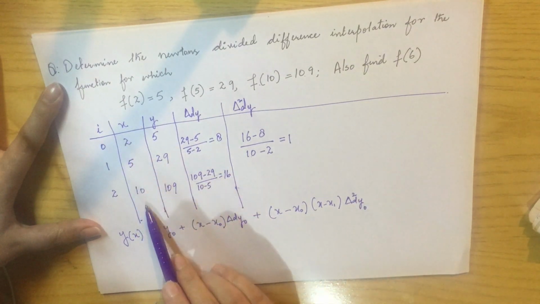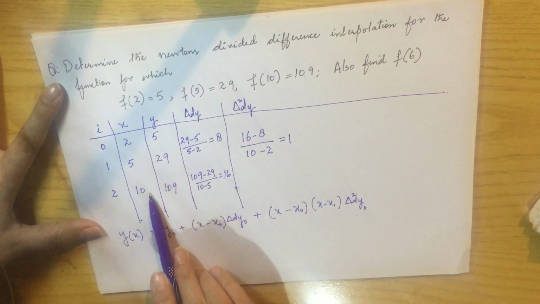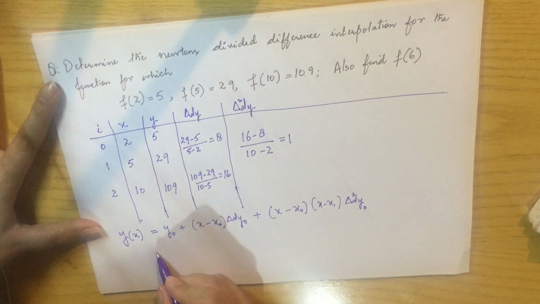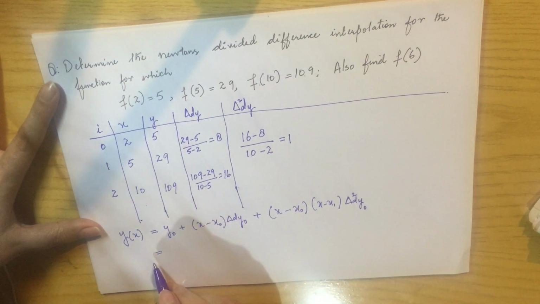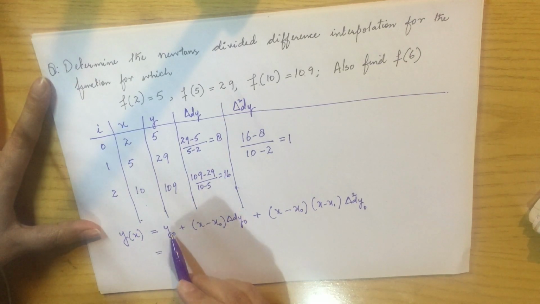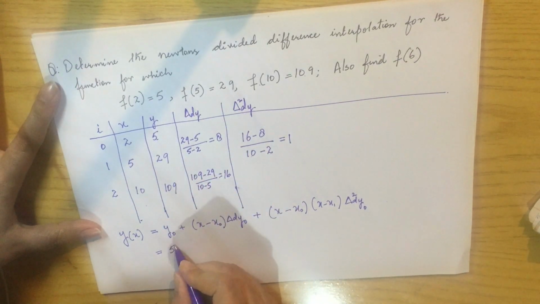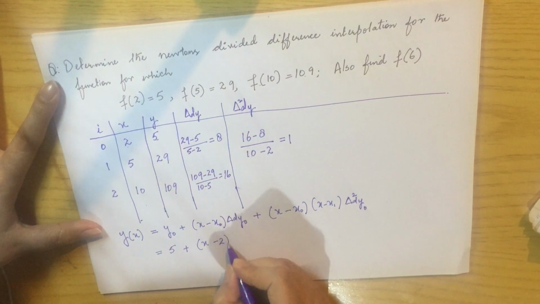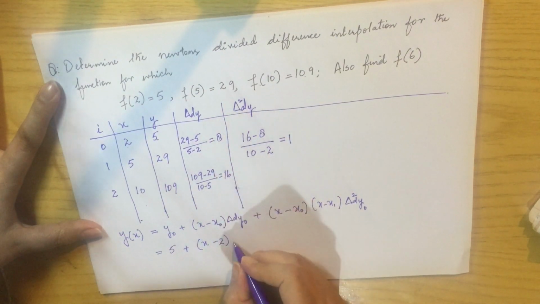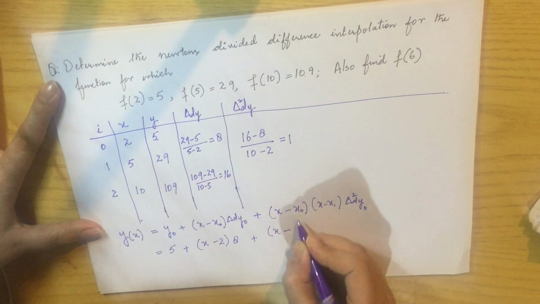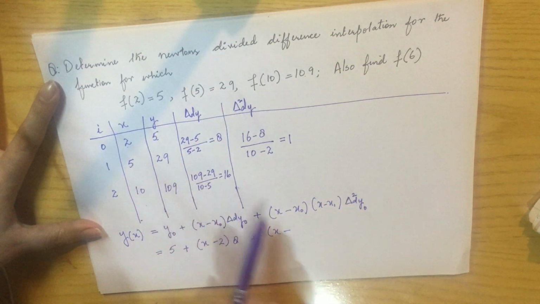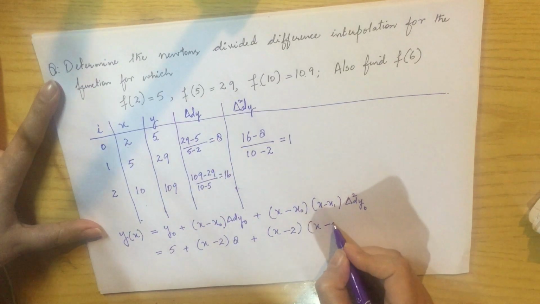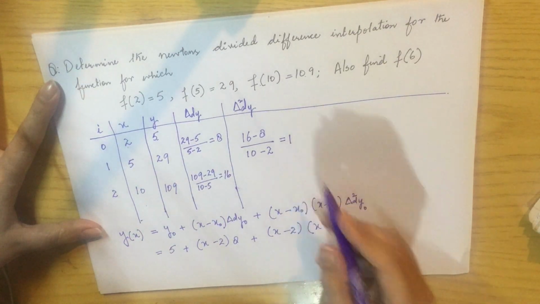We are given only 3 points, so up to the 3 points the difference will be up to delta 2 dy. So now we have to simply put the values in it. Our y0 is 5, plus x minus our x0 value, which is 2, times our delta dy0 value, which is 8, plus x minus our x0 value 2, x minus our x1 value 5, and delta square dy0, the value is 1.